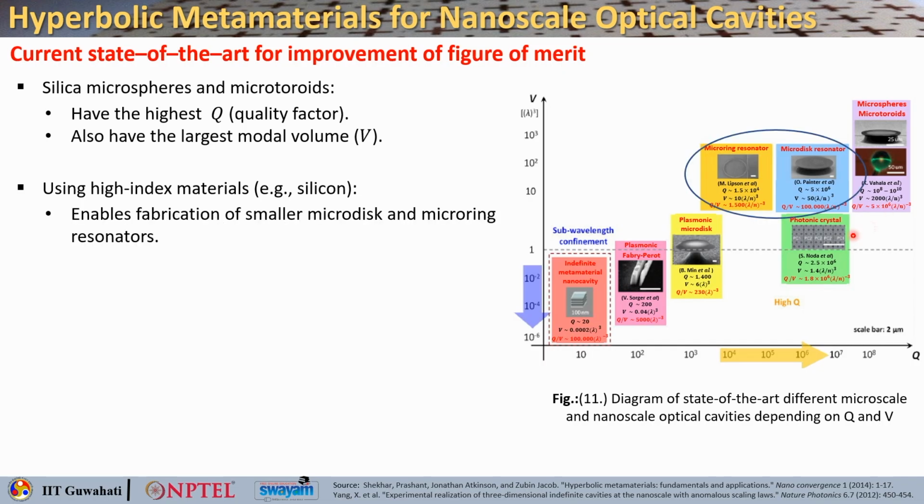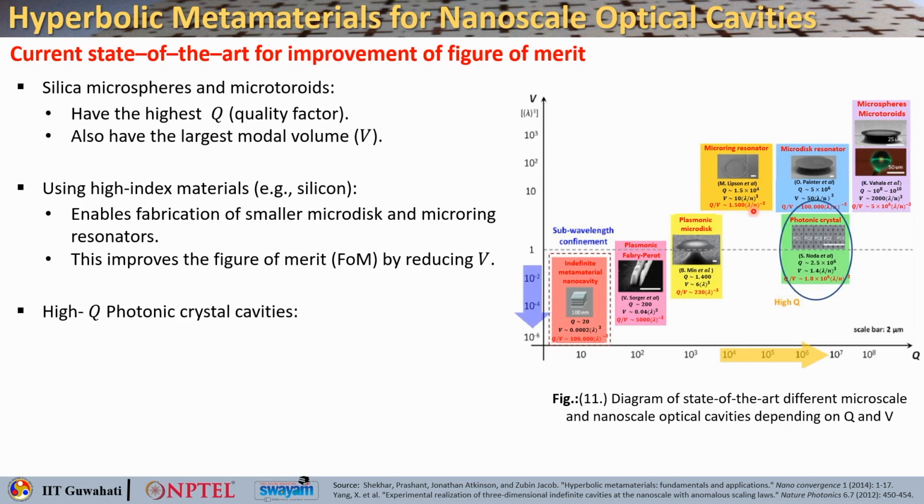If you use a high index material like silicon, in that case you can bring down the modal volume. That allows you to fabricate smaller micro discs and micro ring resonators. You can see here the quality factor and the modal volume also reduce. So, overall you can get some improvement in the Q by V ratio.